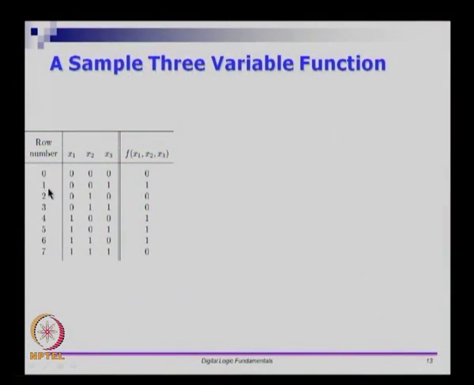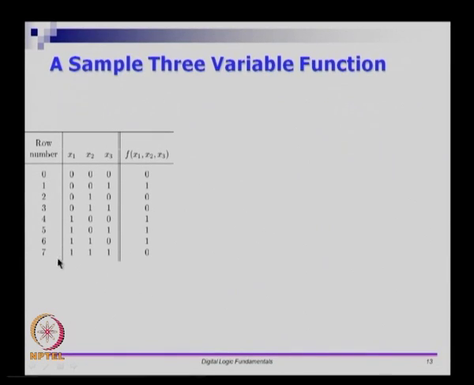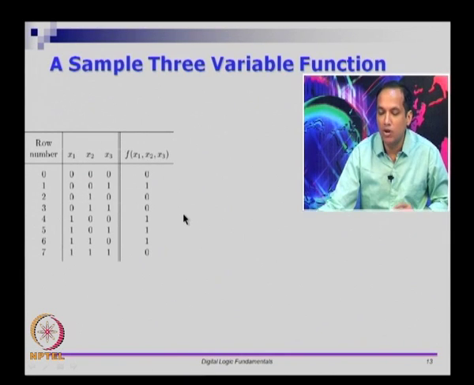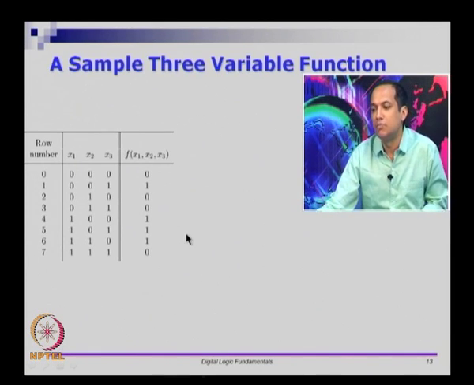So let us look at this simple expression here. If I have this expression, rows 0, 1, 2, 3, 4, 5, 6, 7, x1, x2, x3 are the 3 variables, the row numbers are 0 to 7, and I look at this function f of x1, x2, x3. We have 8 terms here. If I wanted to write it in terms of product terms or sum terms, there is a nice and simple way to do it.